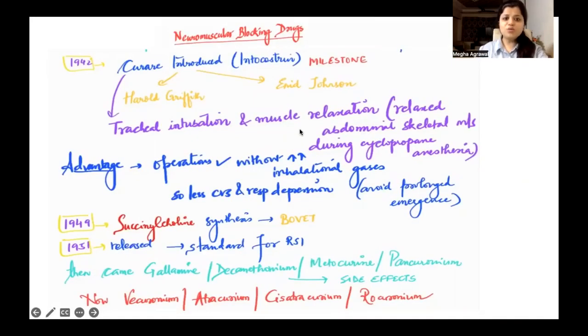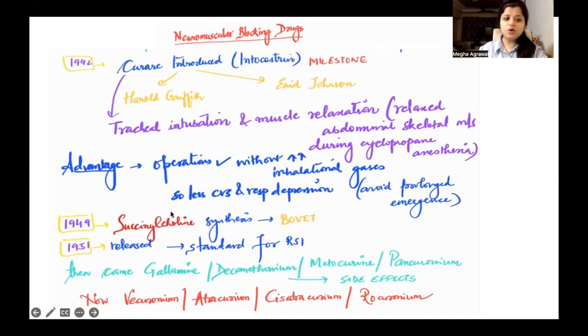And now we come to neuromuscular blocking drugs. Curare was introduced in 1942 by the name of intocostrin. It was used for tracheal intubation and muscle relaxation to relax the abdominal muscles. The advantage was that operations could be done without giving much inhalational anesthetic, because a lot of inhalational anesthetic may cause CVS, CNS, and respiratory depression. So with the use of neuromuscular blocking agents, prolonged emergence was avoided.